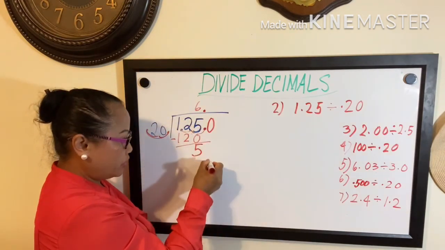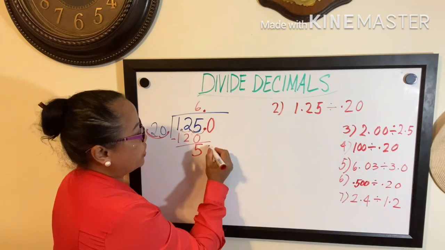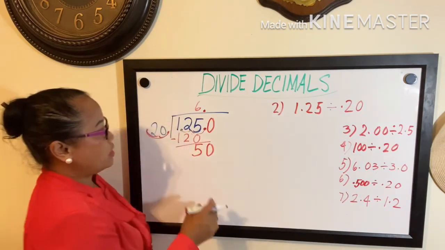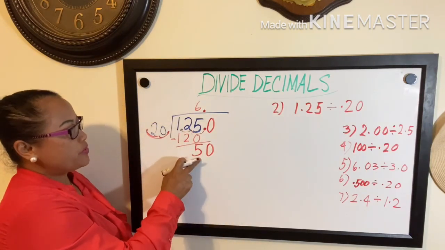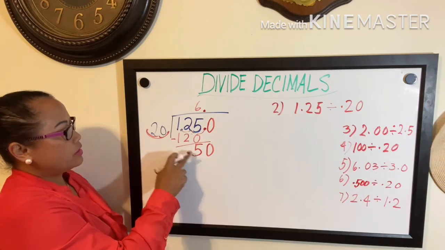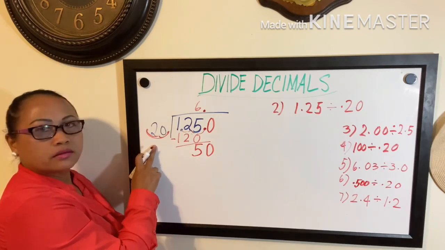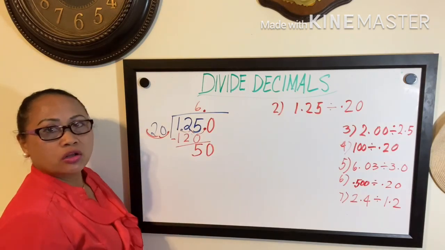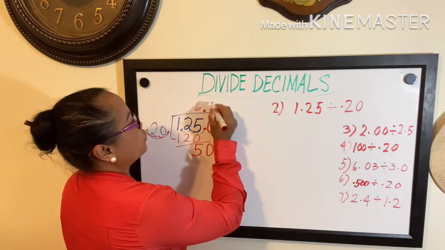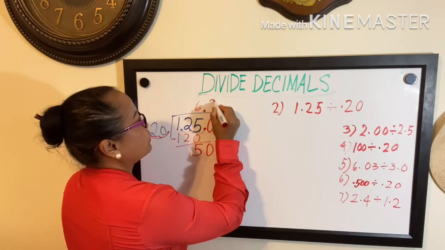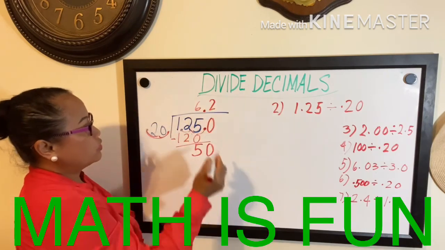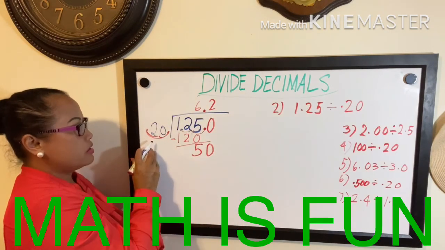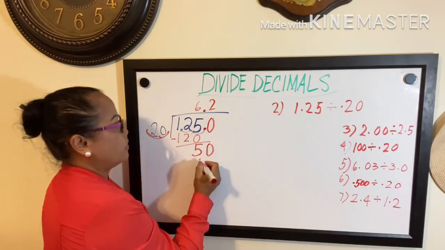And we have to straighten here too. Making sure it's straight. So, now, 50 divided by 20. So, how many 20s in 50? There are 2. So, we have to straighten here. And then 2 times 20 equals 40.